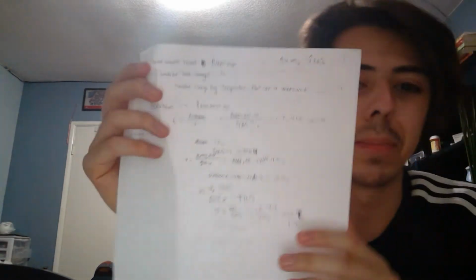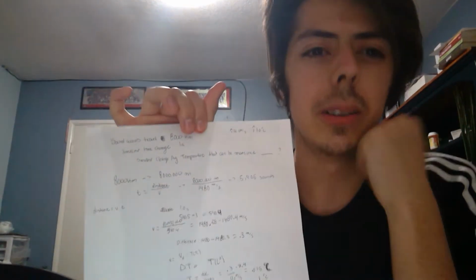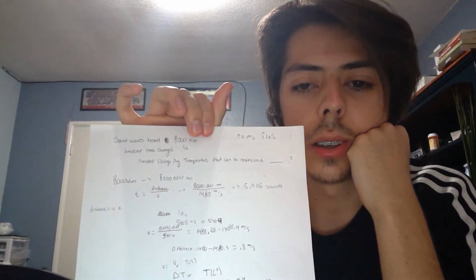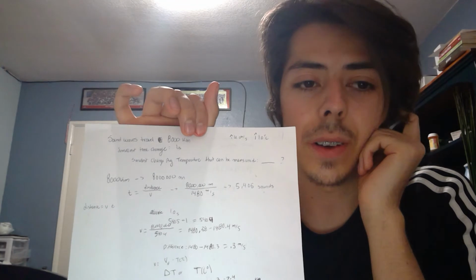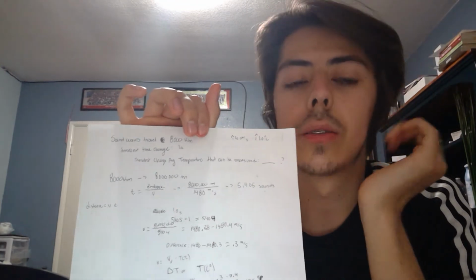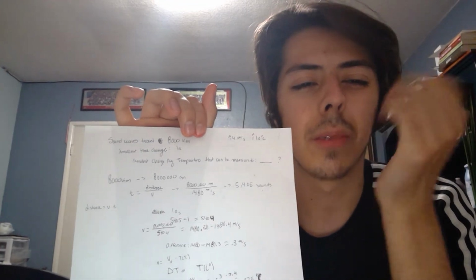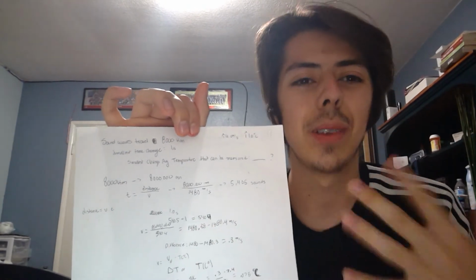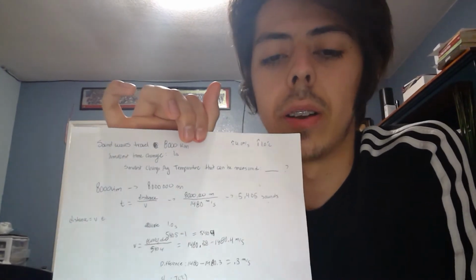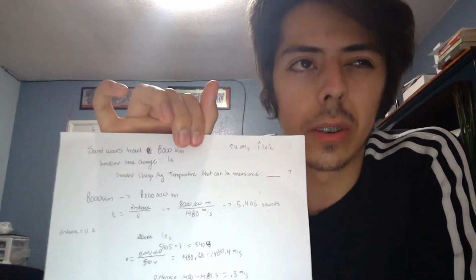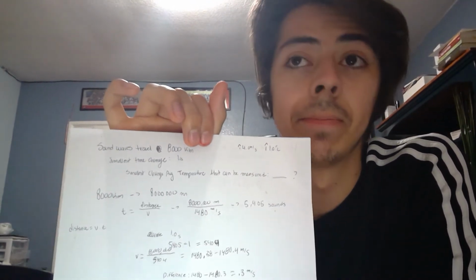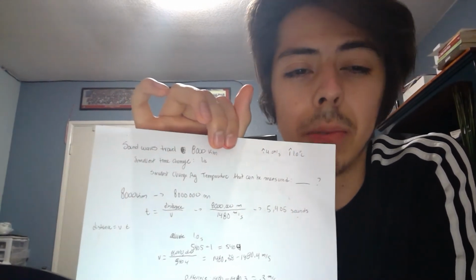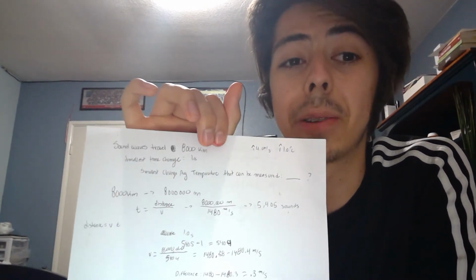Let me just start showing you the paper. Really, what you want to find is the time, because we're told that the smallest time change you can find is 1 second. So we want to find the time given our initial values. So 8 million meters over 1,480 meters a second gives us 5,405 seconds. However, since the smallest measurement is 1 second, we're going to subtract 1 from that.